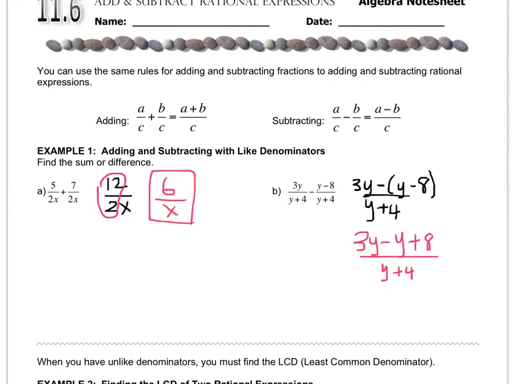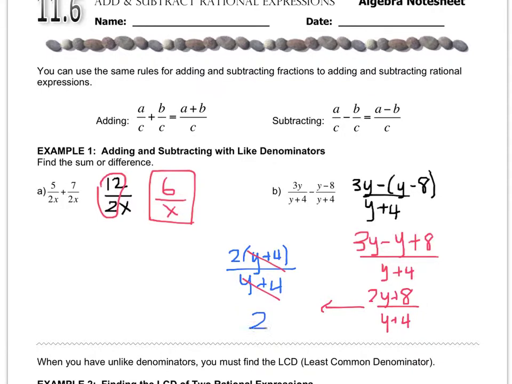So that gives me 2y plus 8 over y plus 4. And I have to factor, so I'll get 2 times y plus 4 over y plus 4. Those cancel, and I just have 2. So would you believe, looking at this question, that the answer is 2? I wouldn't, but it is.